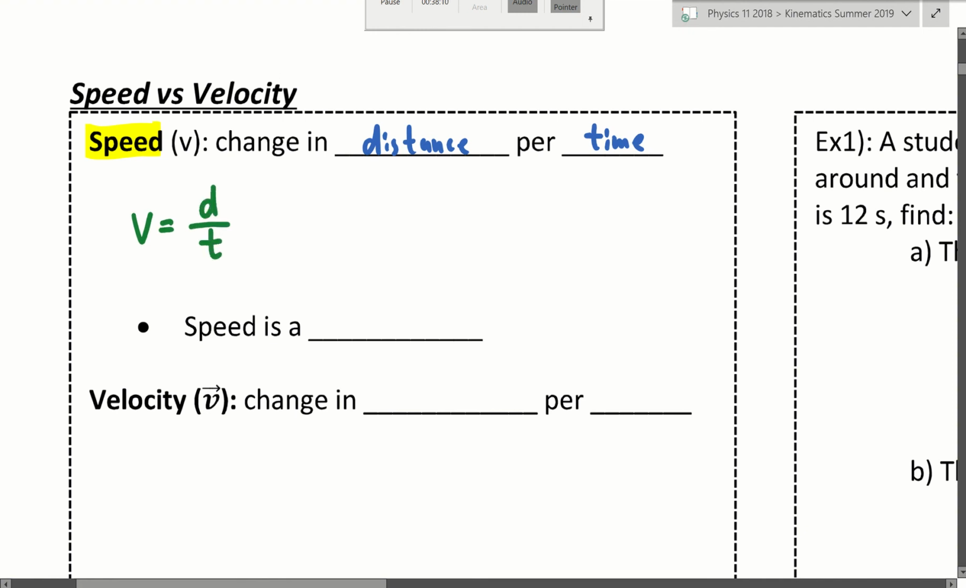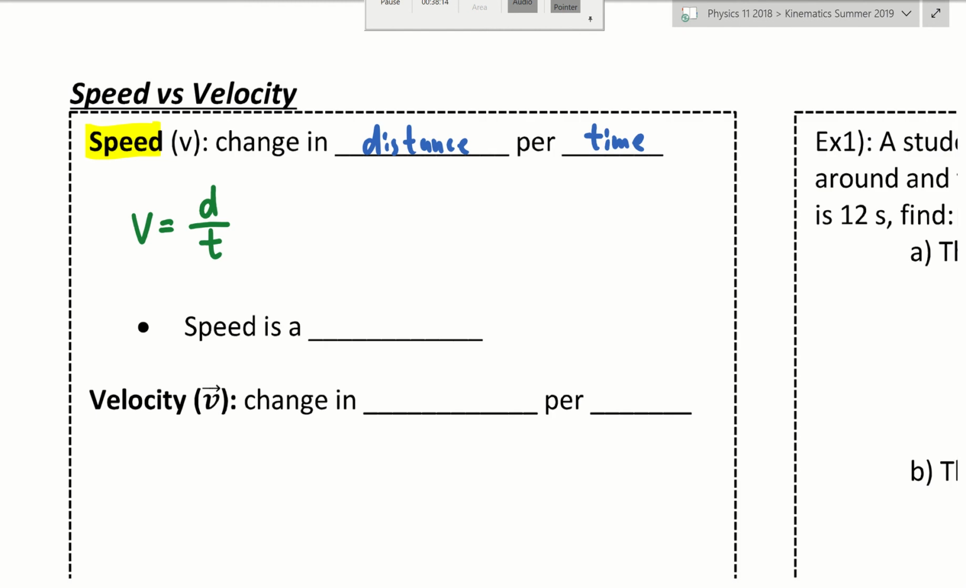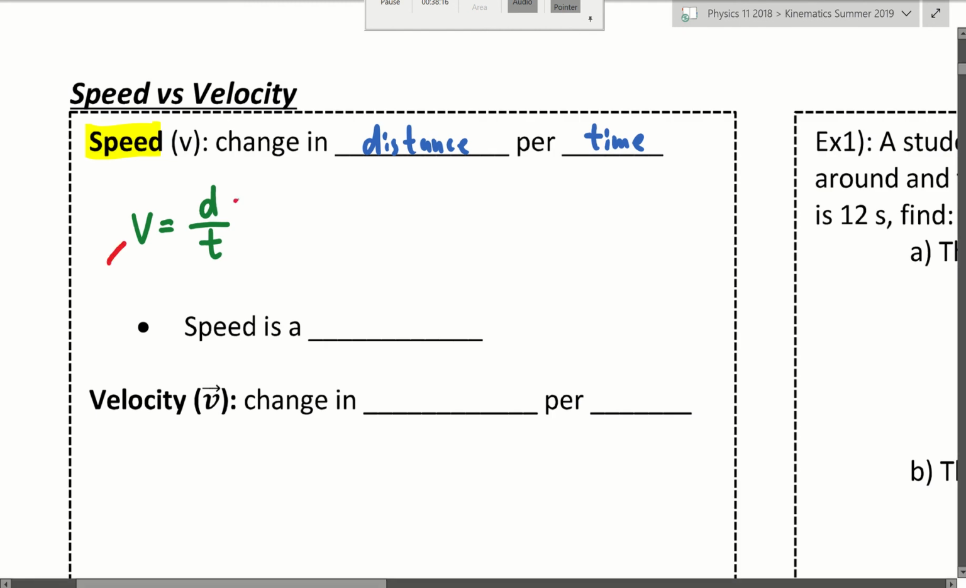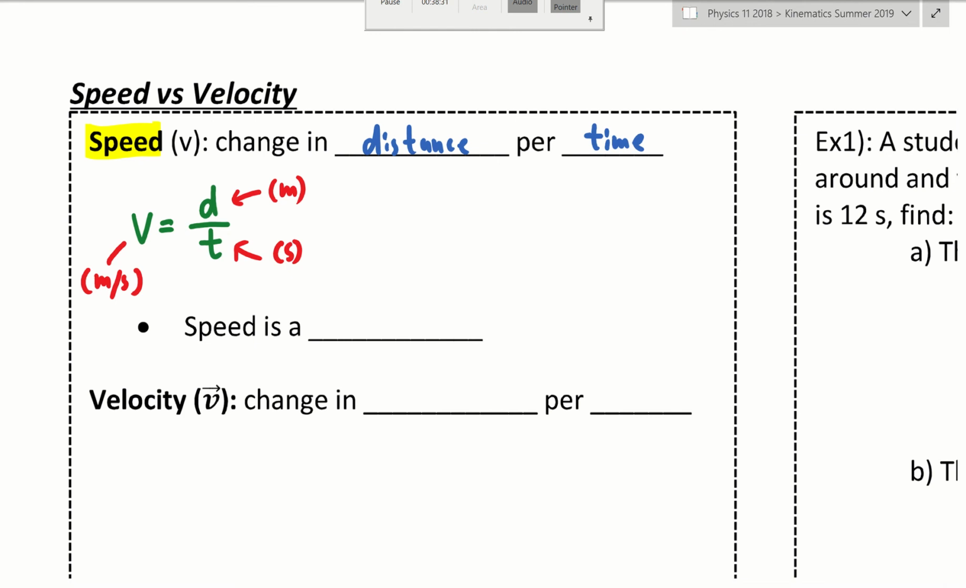So the equation, which is the first equation that you should find in your formula sheet, is velocity is equal to distance over time. Now look at this d. This d doesn't have the little hat on top, right? So this is just distance. Distance is measured in meters and time is measured in seconds. So appropriately, if you're dividing them by each other, then the speed unit should be meter per second. Now remember, this is distance, not displacement.